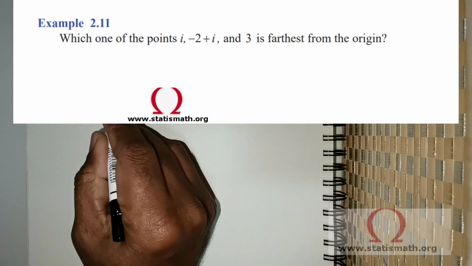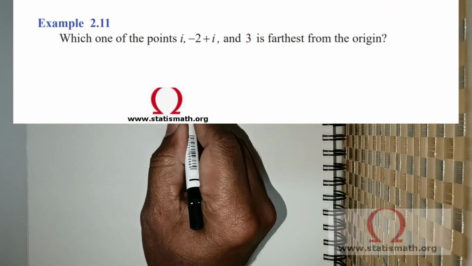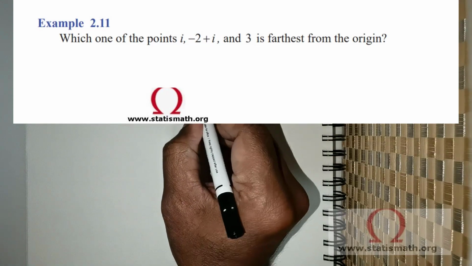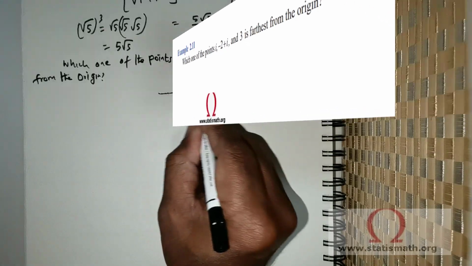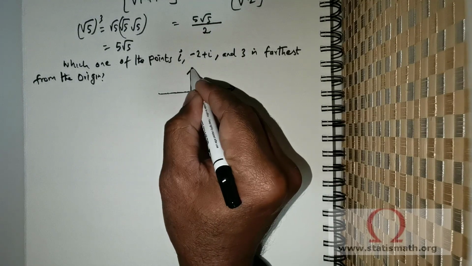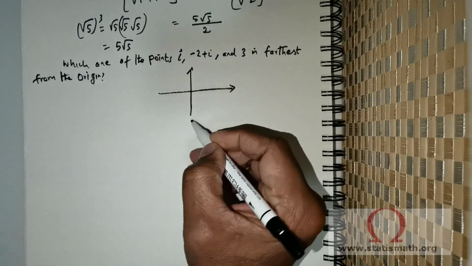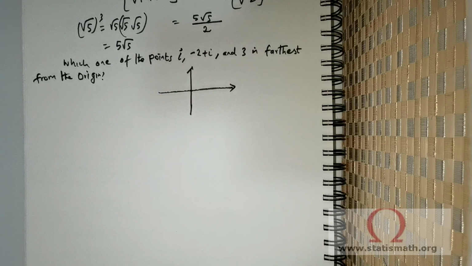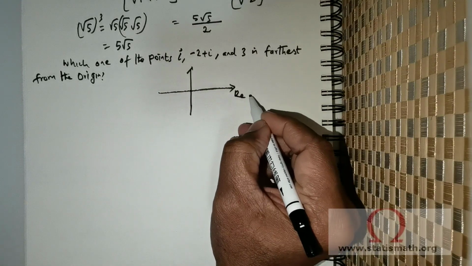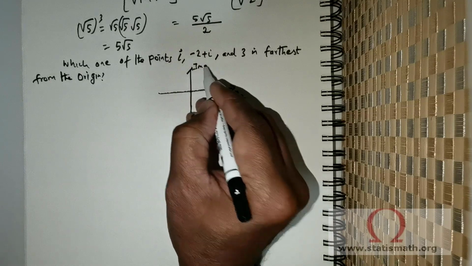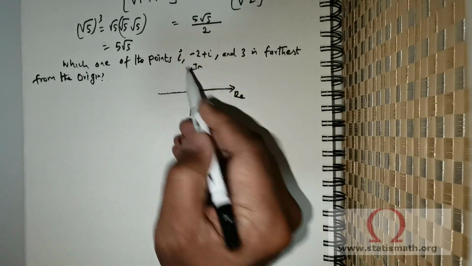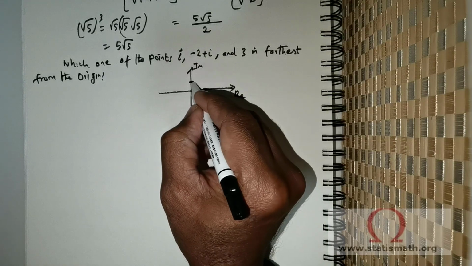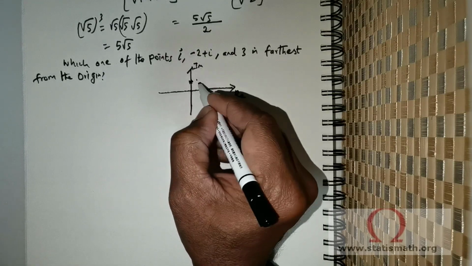Students were given this question: which one of the points i, -2 + i, and 3 is farthest from the origin? Now, if you were to draw the Argand diagram, which is what we use for representing a complex number, we have the real axis here and the imaginary axis. If I were to represent i, the coefficient of i is 1, so just go there and mark this point.